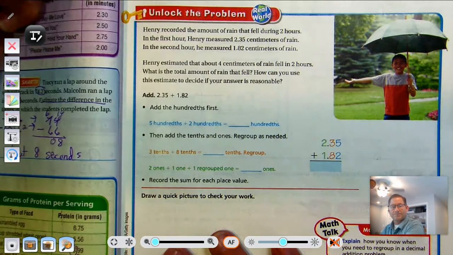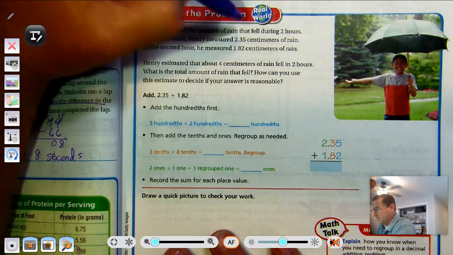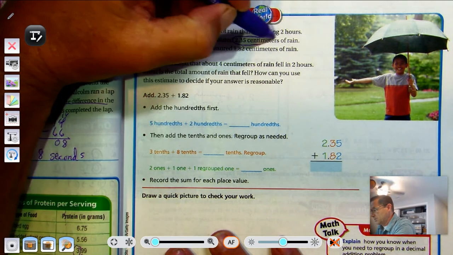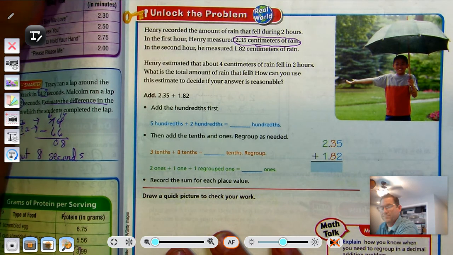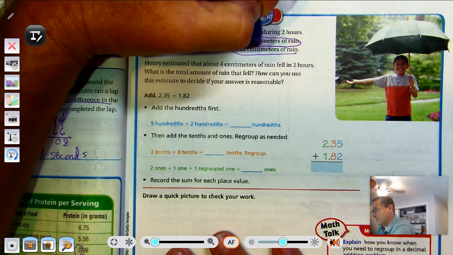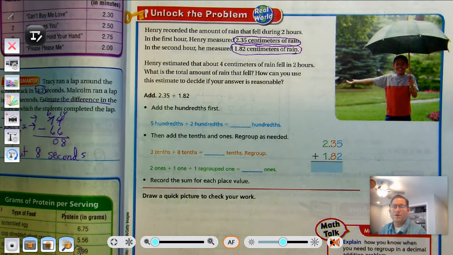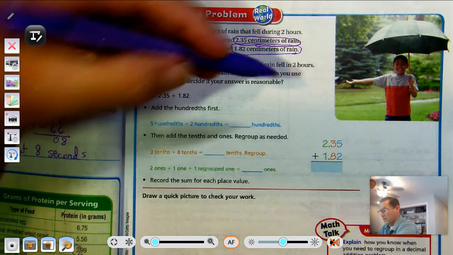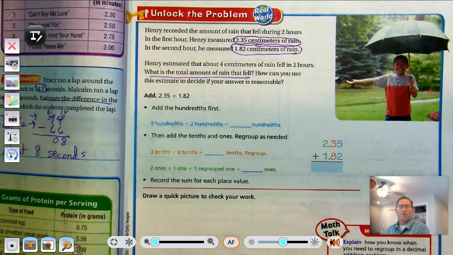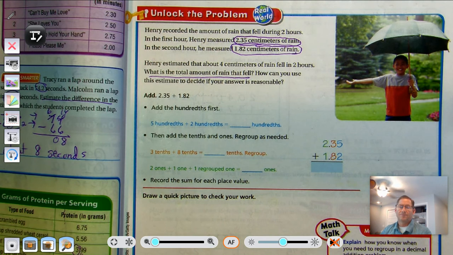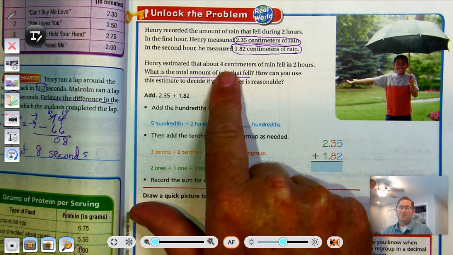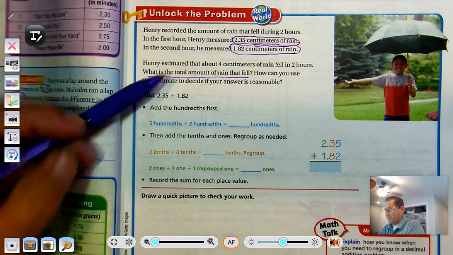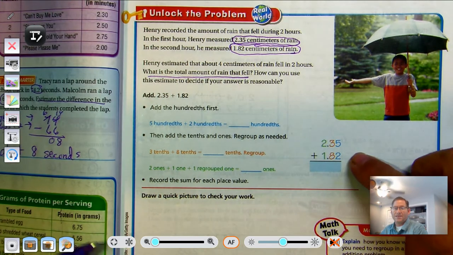All right, so let's identify some important information here. He measured 2 and 35 hundredths centimeters of rain in the first hour, and then he added or counted another 1 and 82 hundredths centimeters of rain. We have to find out what is the total amount of rain that fell. And how can we use this estimate to decide if your answer is reasonable? So he's saying his answer is about 4 centimeters. So, all right, we have 2 and 35 hundredths plus 1 and 82 hundredths.